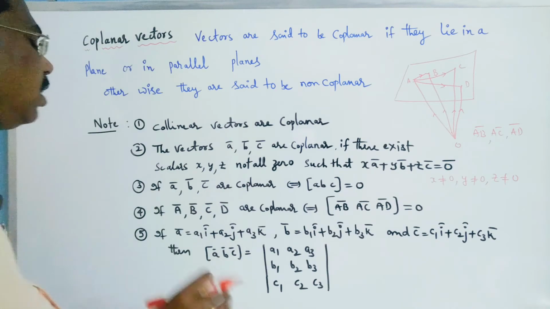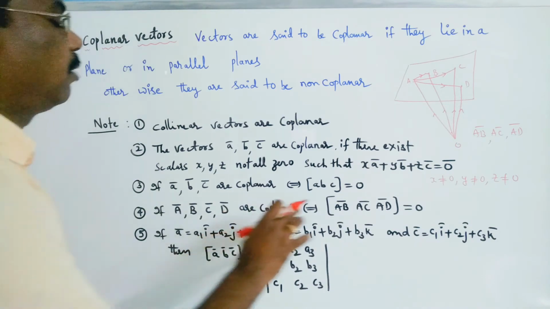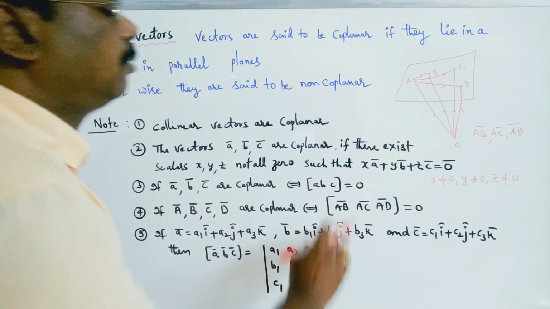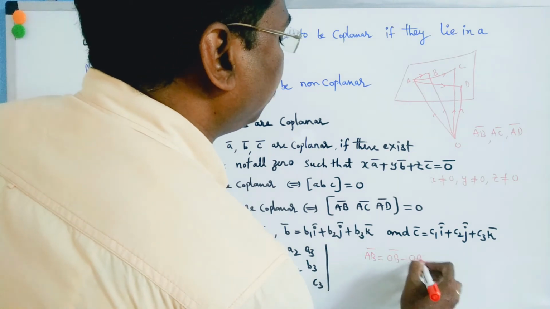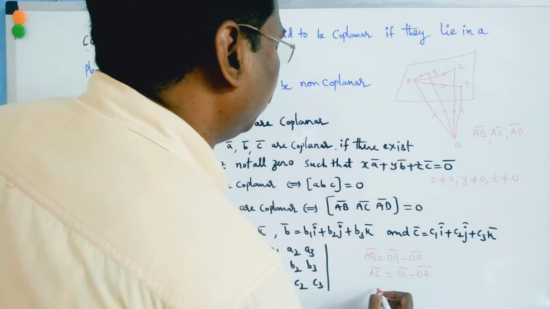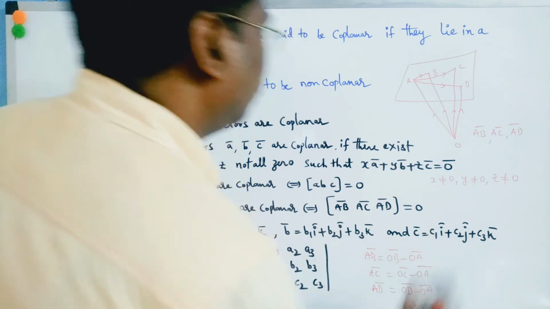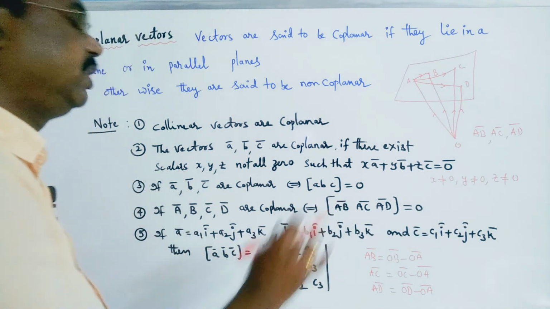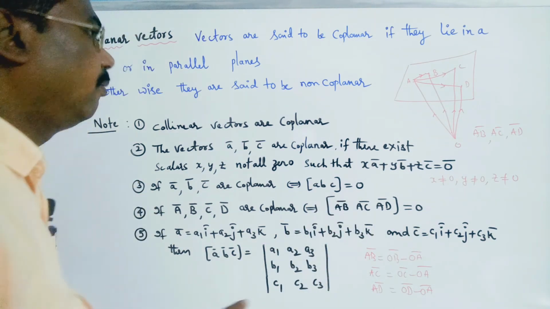Four vectors are given: OA bar, OB bar, OC bar and OD bar. A bar, B bar, C bar, D bar are coplanar means box AB bar, AC bar, AD bar equal to 0. Here AB bar is equal to, according to position vectors, OB bar minus OA bar. Next, AC bar is equal to OC bar minus OA bar. AD bar is equal to OD bar minus OA bar. Now find the determinant of AB, AC, AD; equal to 0 means A, B, C, D are coplanar vectors. Otherwise, given vectors are non-coplanar vectors.